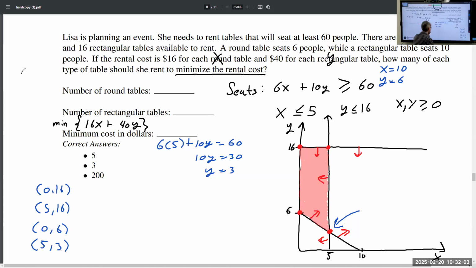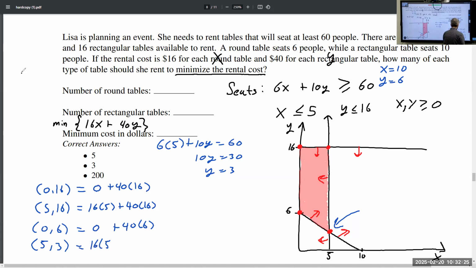So let's try to find the minimum. The way we'll do that is we'll plug these in. So that'd be 0 plus 40 times 16. That would be 16 times 5 plus 40 times 16. That would be 0 plus 40 times 6. And this would be 16 times 5 plus 40 times 3. I want the one that's the smallest in this particular problem.